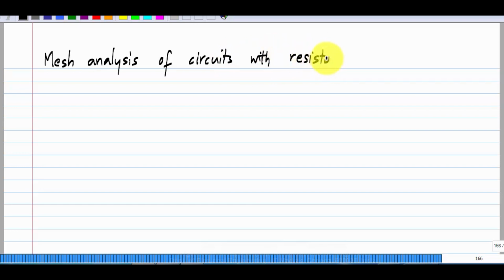We have defined the planar circuits and meshes. Now we will carry out mesh analysis, and the first type of circuit we will take will be circuits with only resistors and independent voltage sources.